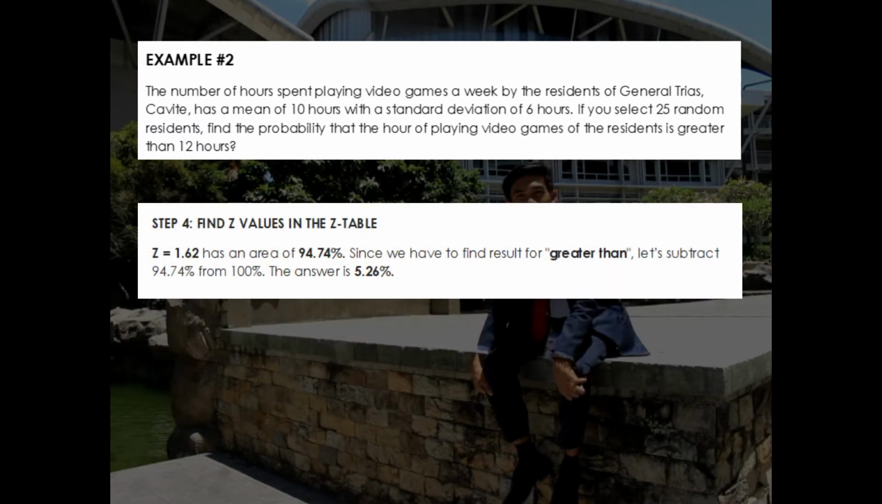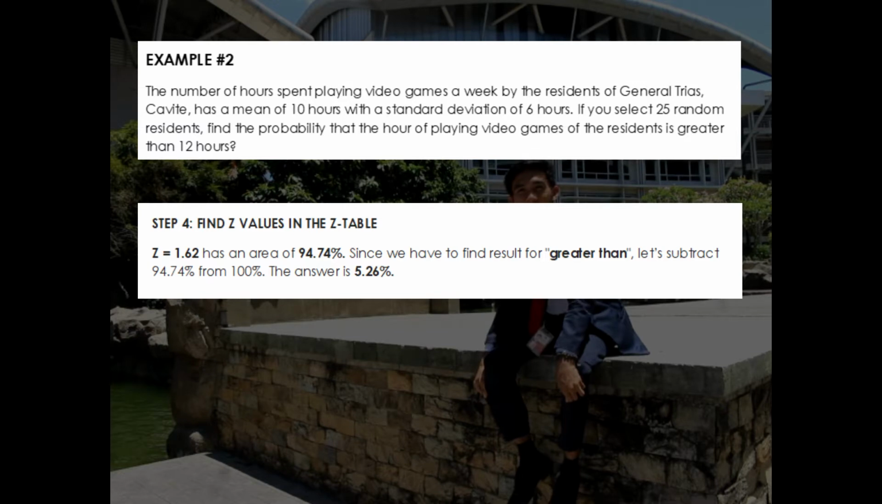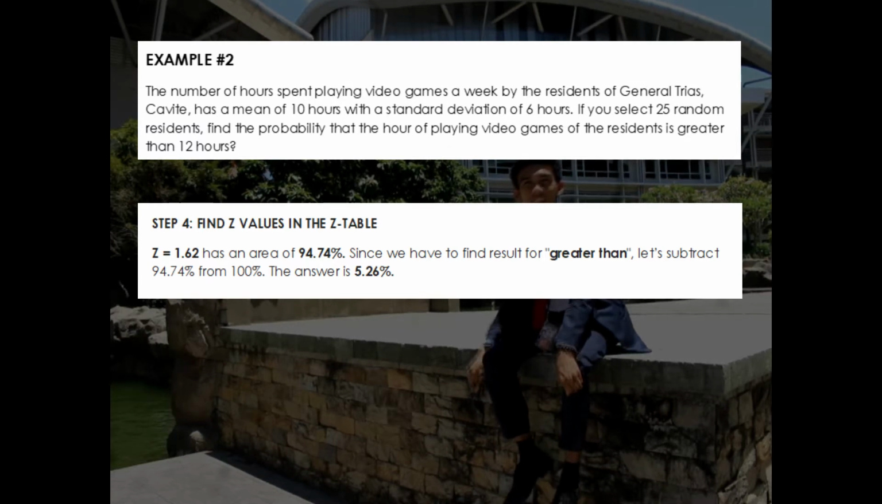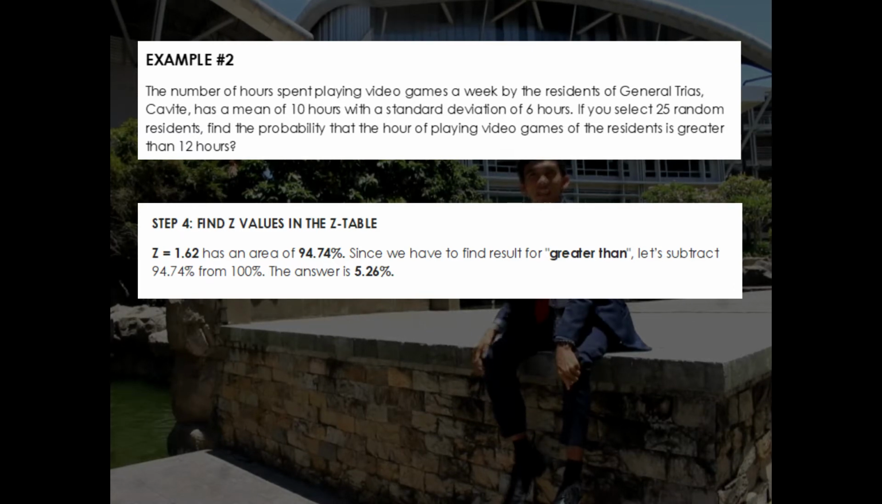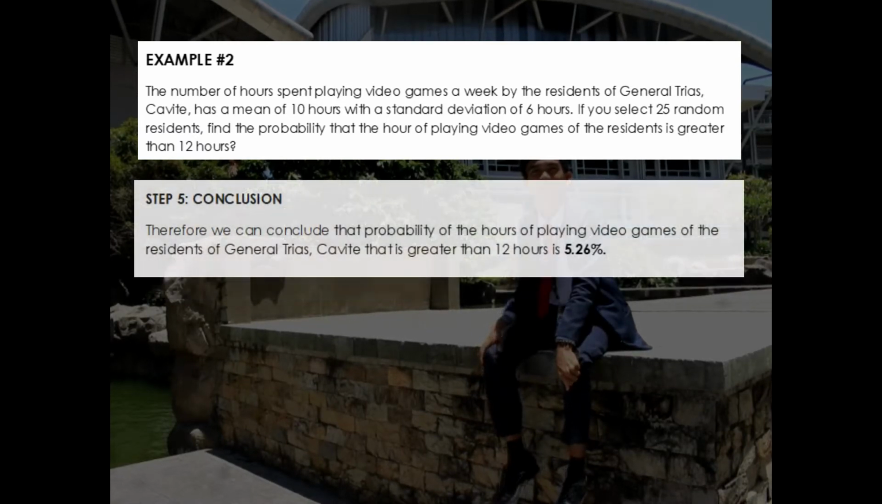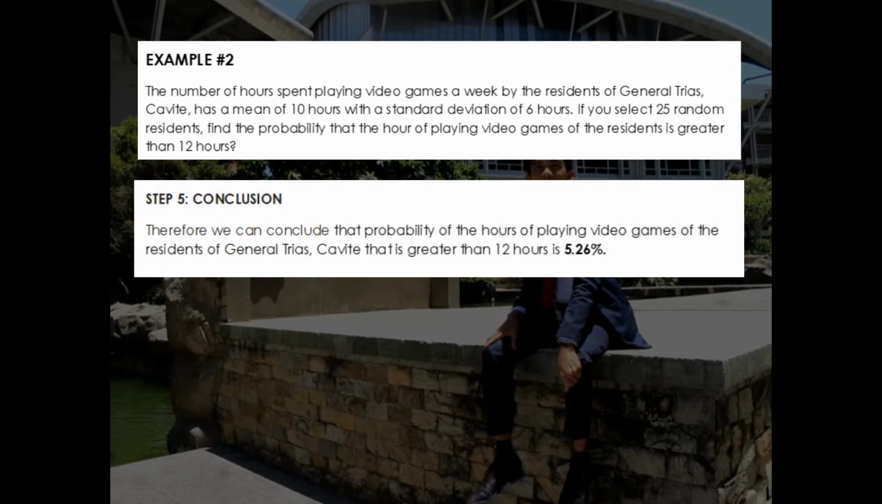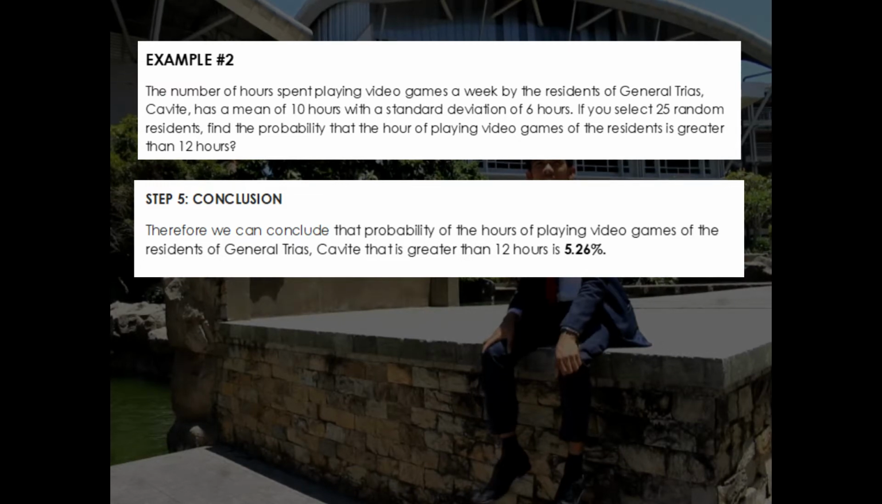Step 4. Find the z values in the z table. Z equals 1.62 has an area of 94.74%. Since we have to find the result for greater than, let's subtract 94.74% from 100%. The answer is 5.26%. Step 5 conclusion. Therefore, we can conclude that the probability of the hours of playing video games of the residents of General Trias Cavite that is greater than 12 hours is 5.26%.